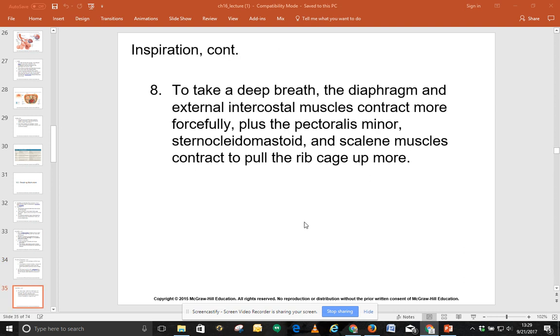To take a deep breath, the diaphragm and external intercostal muscles contract more forcibly, plus the pectoralis minor, sternocleidomastoid, and scalene muscles contract and pull the rib cage up and out.